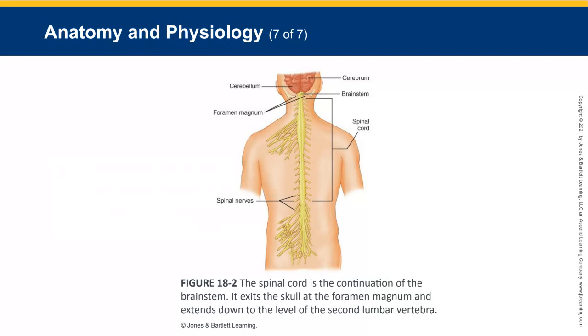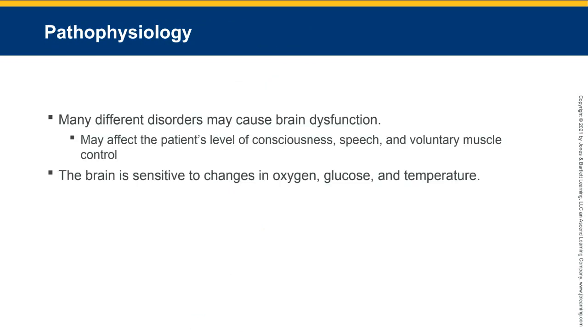So the spinal cord is the continuation of the brainstem. It exits the skull at the foramen magnum and extends down to the level of the second lumbar vertebra. So that's a review of the anatomy and physiology of the central nervous system. Now, remember that the brain and spinal cord make up the central nervous system, and the cranial nerves and spinal nerves make up the peripheral nervous system.